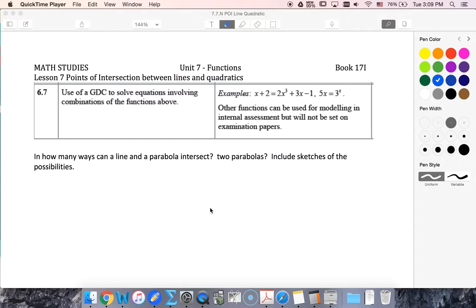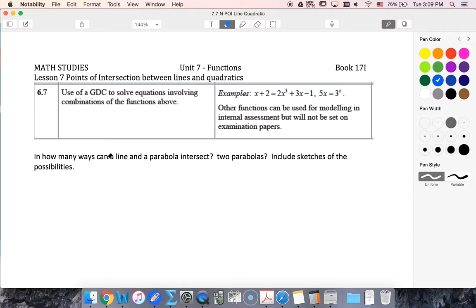All right, students, with this topic, we're looking at points of intersection between lines and quadratics. And this is a subpart of section 6.7 in your syllabus, which is using the calculator to solve equations involving combinations of the functions above. So this is above in your syllabus, so we're thinking quadratics and linear models and other functions that we'll look at later in the year. So today we're just going to look at lines and quadratics.